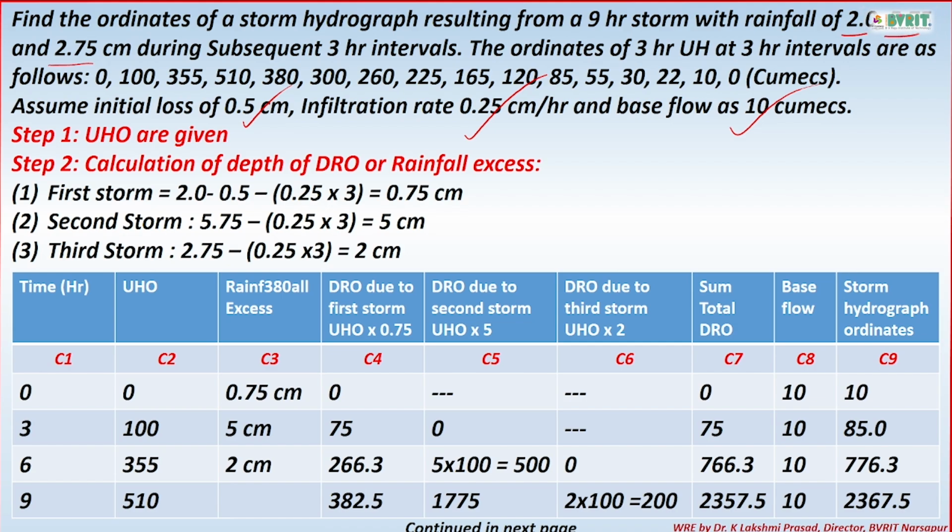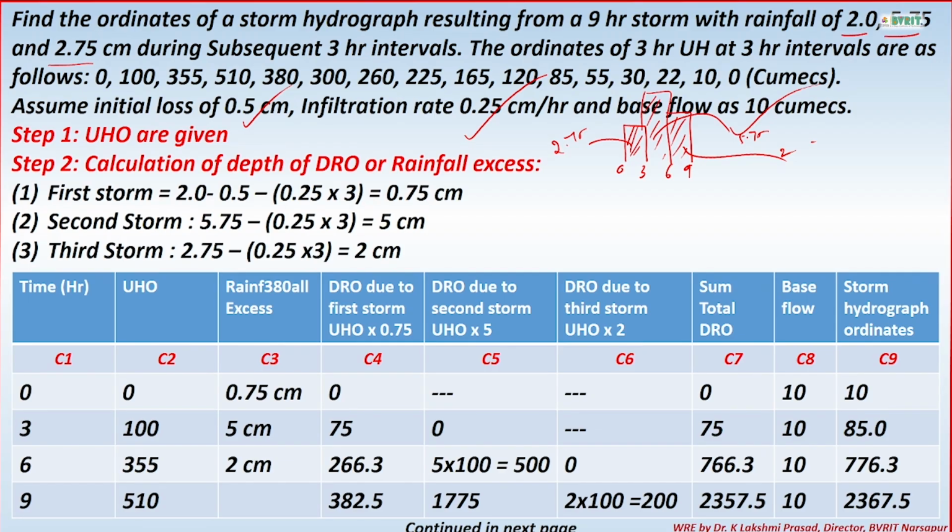And how many storms are there? 3 storms. The storms, if I just draw here, the first storm is how much actually? If I take it, it is 2 centimeter. And the second one is how much actually? 5.75. This is second. And third one is how much? 2.75. This is third. So each one, this is 0, 3, 6, 9. So this is 2, this is basically 5.75 and this is basically 2.75. So 3 are there actually for us. So this we are supposed to deal with.